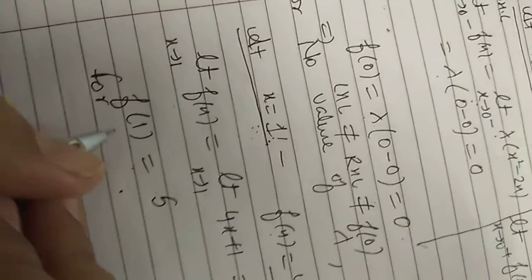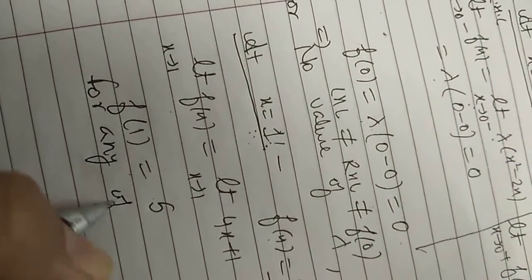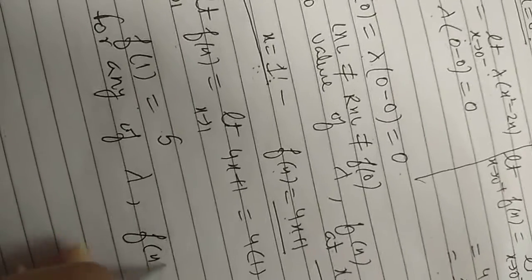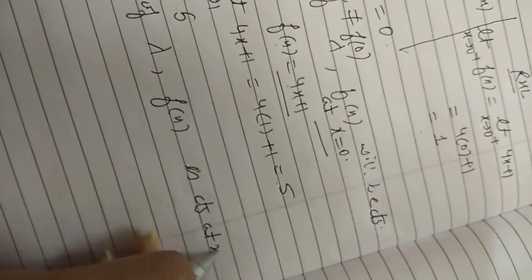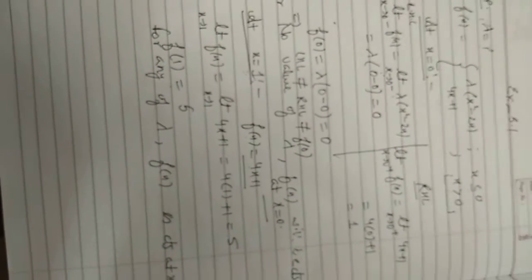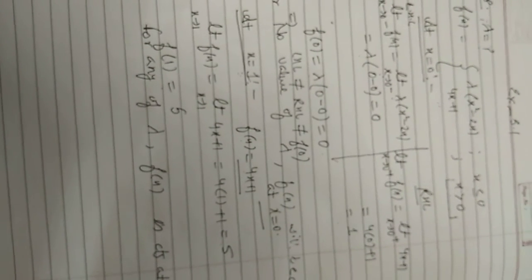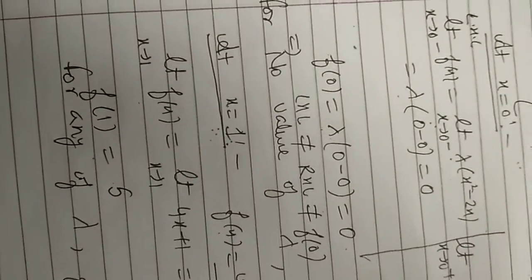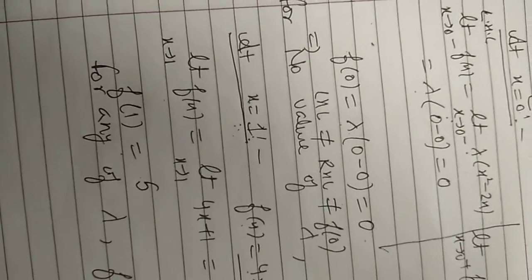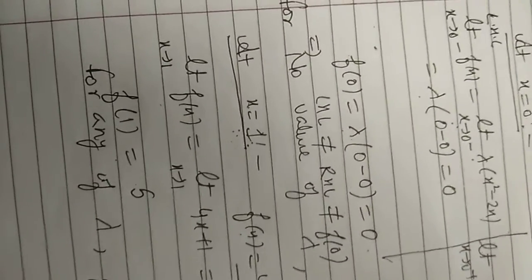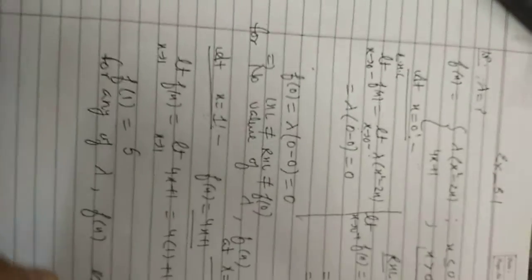So we will write down, for any value of lambda, the function is continuous at x equal to 1, right? So this is how we will do this sum. When we check the continuity at x equal to 0, it is not continuous for any value of lambda, and when we check the continuity at 1, it is continuous for any value of lambda. So this is how the sum will be done.